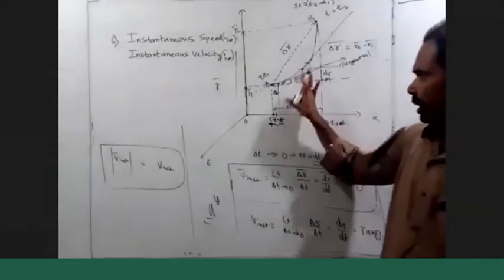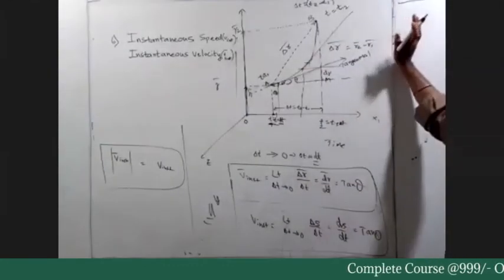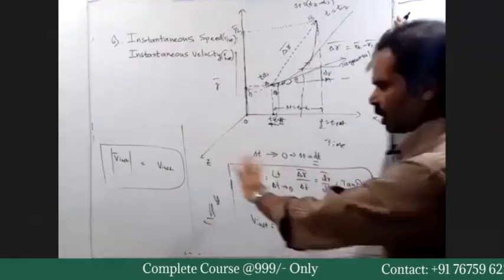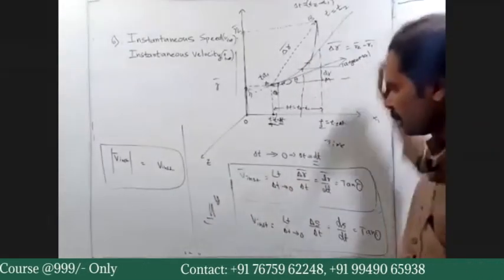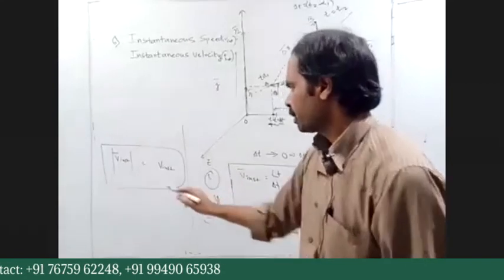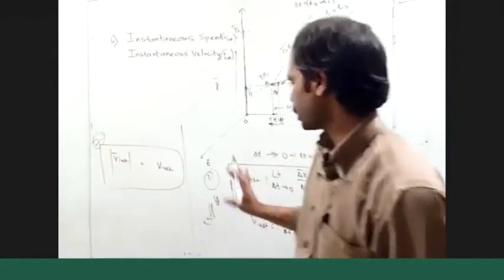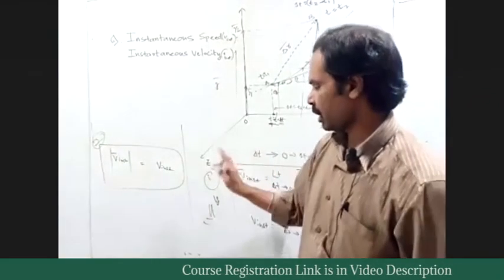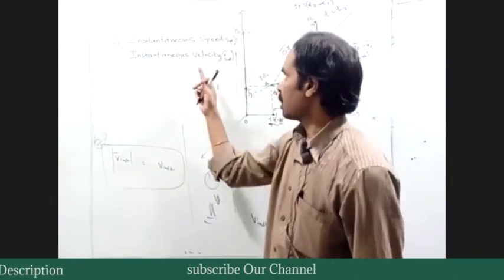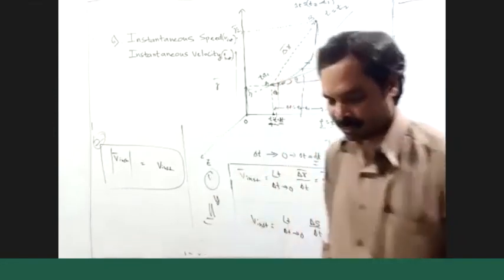Okay, anyhow, I will explain this. Let me see again. First, you write this down clearly. This is the first point, and this is the second point. The second important point is about the relation between the instantaneous speed and instantaneous velocity.